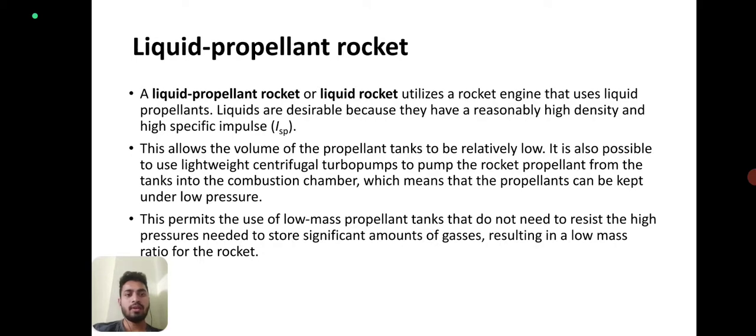Liquids are desirable because they have a reasonably high density and high specific impulse. This allows the volume of the propellant tanks to be relatively low. It is also possible to use lightweight centrifugal turbopumps to pump the rocket propellant from the tanks into the combustion chamber, which means that the propellants can be kept under low pressure. This permits the use of low mass propellant tanks that do not need to resist the high pressures needed to store significant amounts of gases, resulting in a low mass ratio for the rocket.